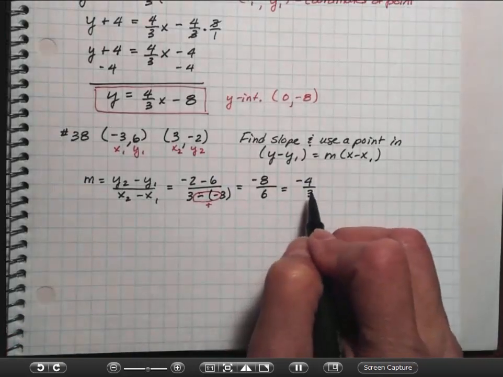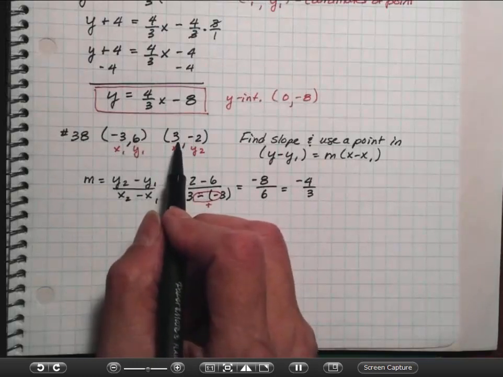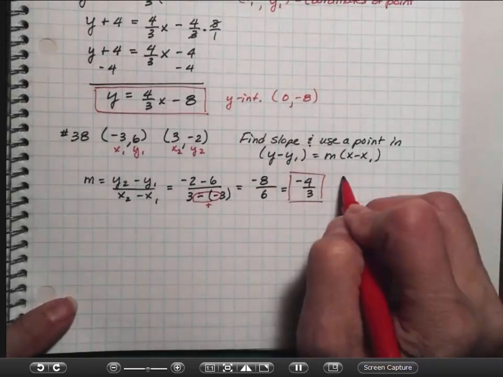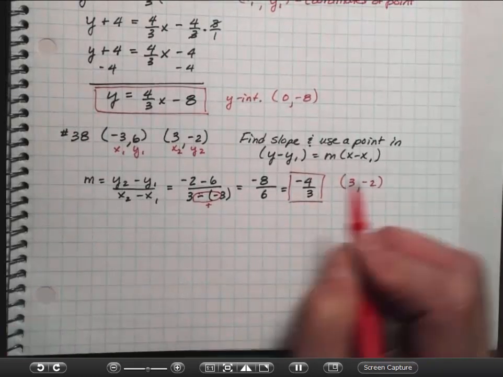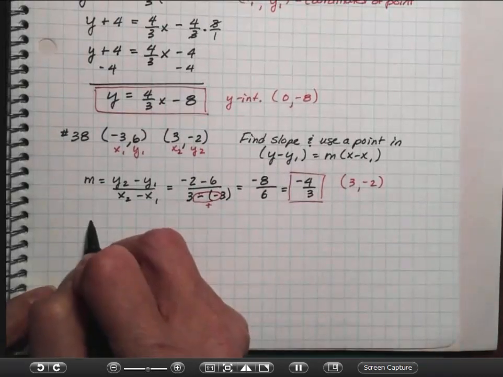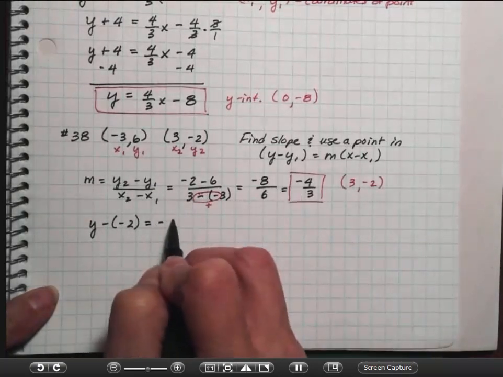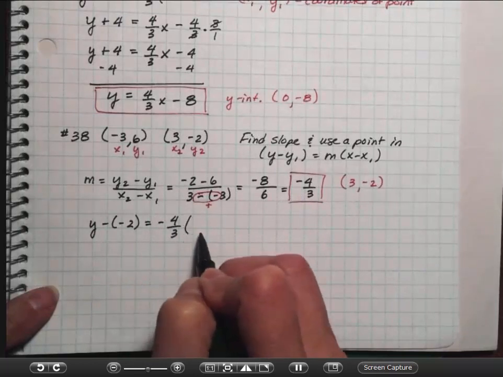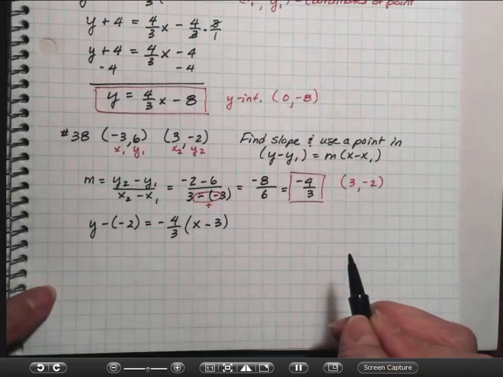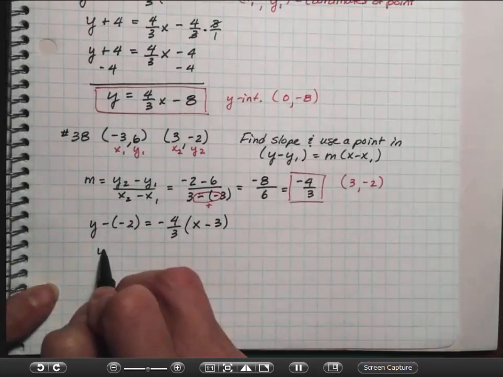Then I'm going to use this slope and either point, it doesn't matter which point. I'm going to pick this second point here. So I'm going to use negative 4/3 for my slope, and then I'm going to use the point 3, negative 2. And I'm going to put it into my point-slope form. So I'm going to have y minus a negative 2 equals m, which is negative 4/3, times the quantity x minus 3. I'm going to go through simplifying. So y minus minus 2 gives me y plus 2.